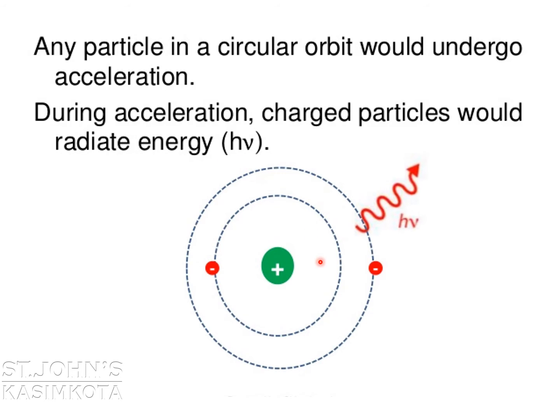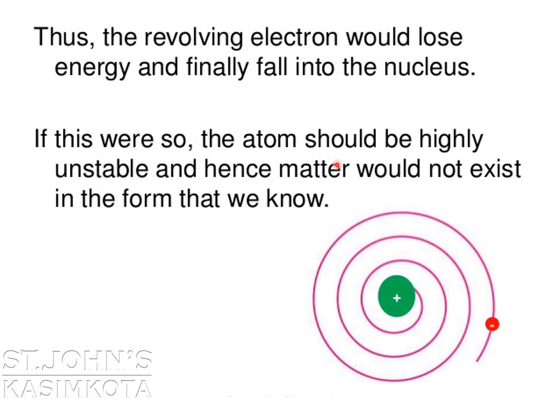So here you can observe, an electron when it is moving is under acceleration and it radiates, it gives out energy which is equal to h nu. Thus, the revolving electron would lose energy and finally fall into the nucleus. As per Rutherford's planetary model, when an electron is revolving around the nucleus, it should lose energy and finally fall into the nucleus.